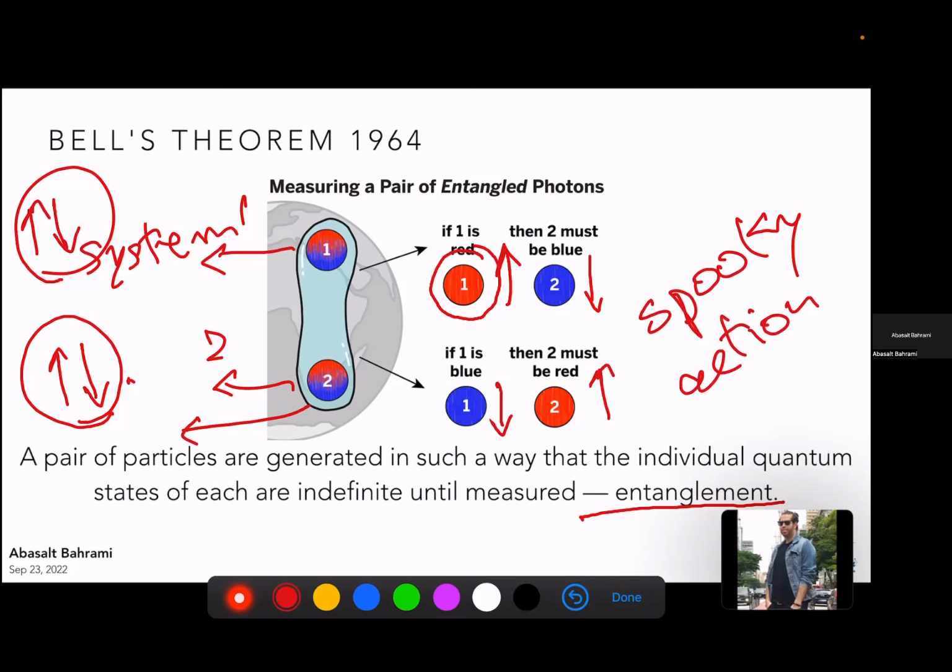It means that if you separate these particles far away from each other, imagine that one is in our solar system and the other one is in Alpha Centauri. As soon as I measure this and I know that this spin is up, I also know that this spin is down. Okay. Does it mean that this information is going faster than the speed of light?